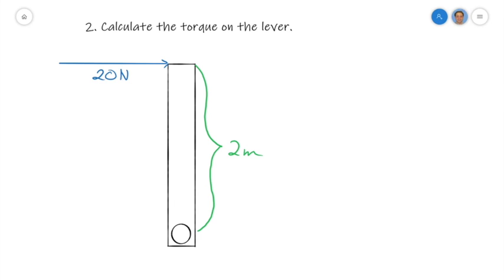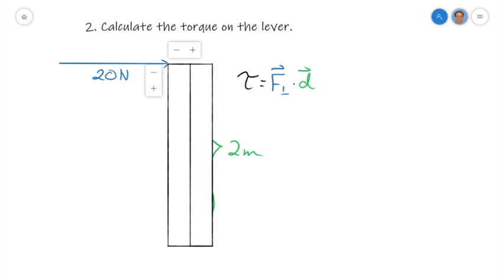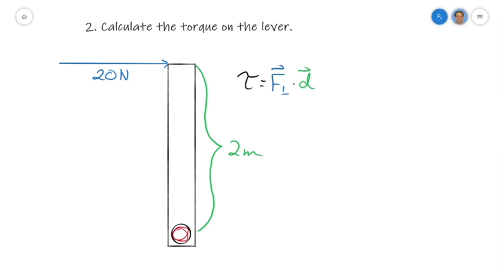So torque, which is tau, equals the perpendicular force acting on the body times the position vector, or the distance that that force is from the pivot point. And again, we have a pivot point right here. Here is our lever, and we're good to go.